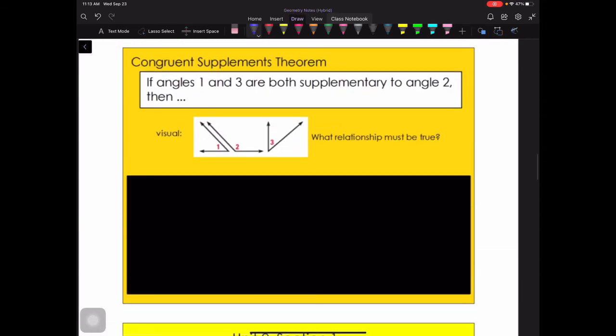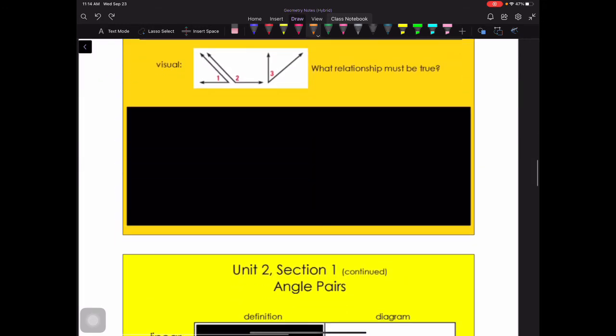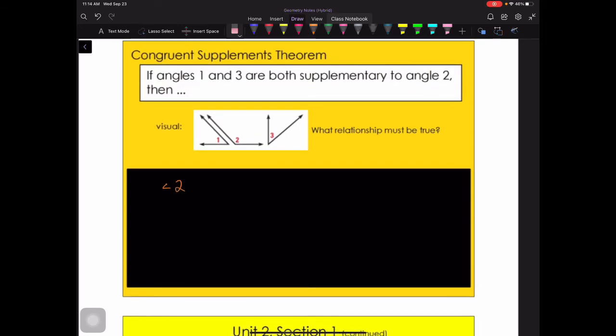All right, so now let's get into some theorems. If angles 1 and 3 are both supplementary to angle 2, then angle 2 and angle 3 are congruent. So if angle 1 and 3 are supplementary to angle 2, then angle 2 and angle 3 are congruent.